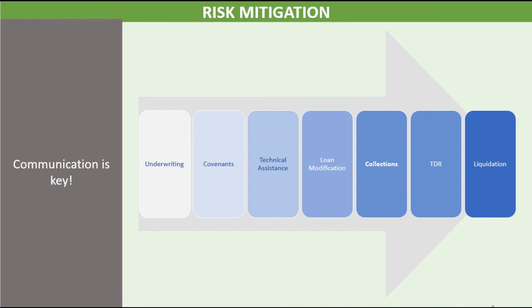Loan modifications are another form of risk mitigation. The purpose can be guarantor release or change. It could be refinance. It could be collateral release, subordination or substitution, maturity extension, or interest-only period extension. Collection activities include contacting borrowers who are delinquent, which could lead to workouts.